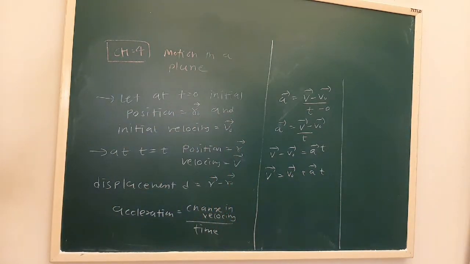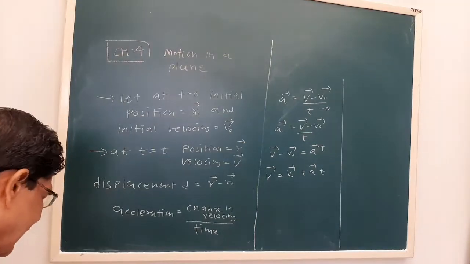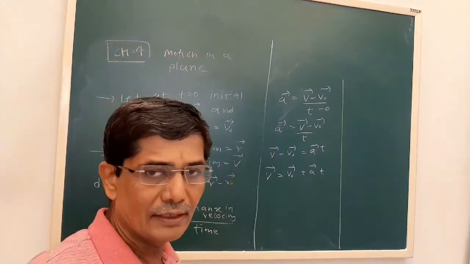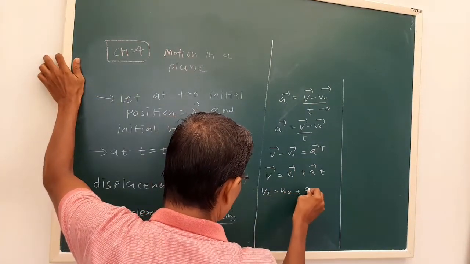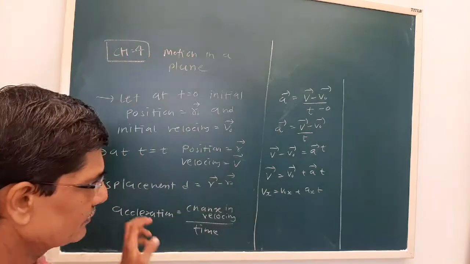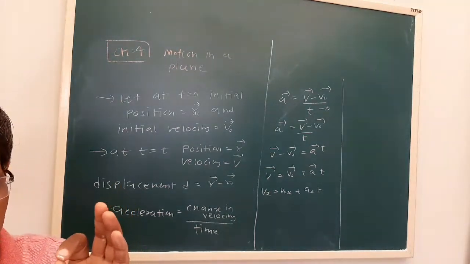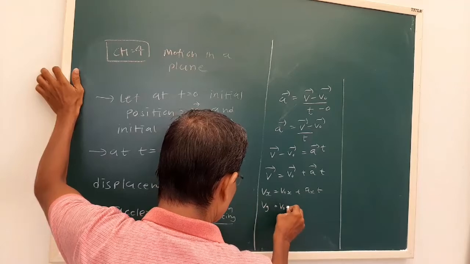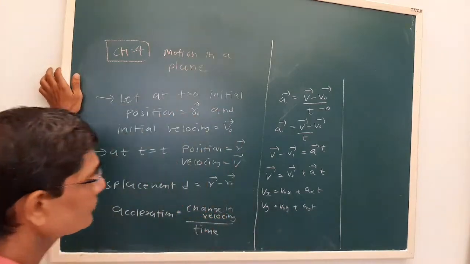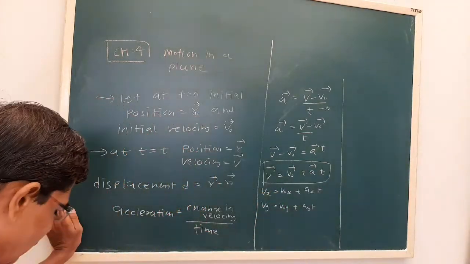Now the acceleration is a vector quantity, velocity is also a vector quantity. So we can write this velocity in terms of its components, that is vx is equal to v0x plus axt. Here ax is the x component of the acceleration and v0x is the x component of the initial velocity. Similarly, vy will be v0y plus ayt. Now this is about the velocity in terms of the components.